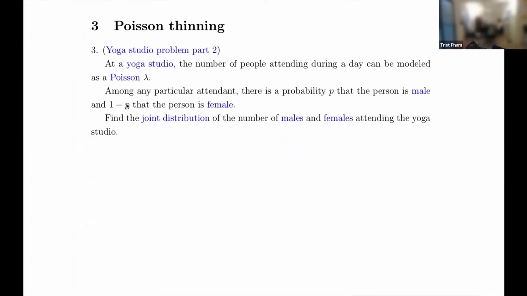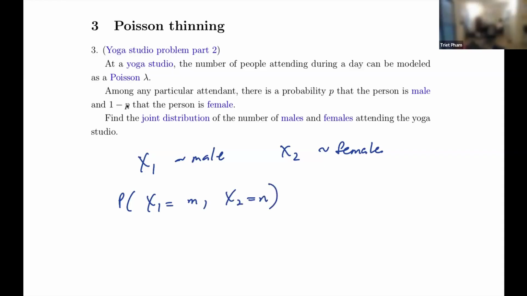So, let's say that a person, an event, is male with probability P, and female with probability 1 minus P. What can we say about the unconditional, or I guess just the distribution of the male part and the female, and the total number of people? So let x1 be the number of males, x2 be the number of females. Then we want to find the probability that x1 equals, let's say, m, and x2 equals n. Okay.